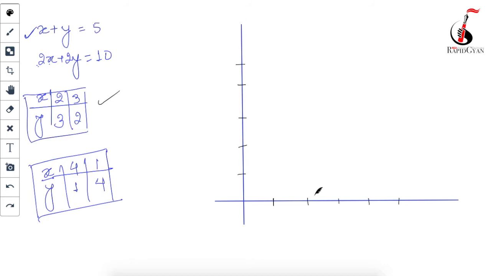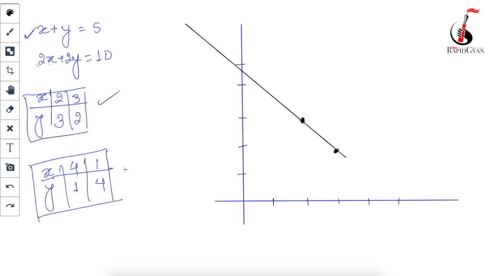2, 3. So 1, 2, x is 2, y is 3, which will be somewhere here, correct? 2, 3. Next one is your 3, 2. So this is 3 and this is your 2. So this is going to be your 3, 2. Correct, beta? Now what we'll have to do? Let's draw the line. So I'm going to draw that line. So in this way it will look like, correct?